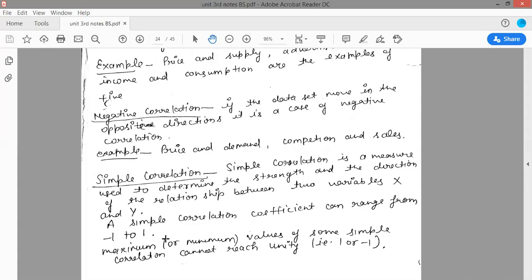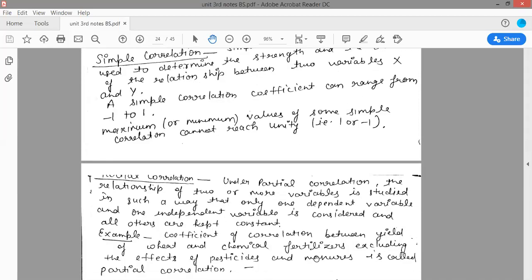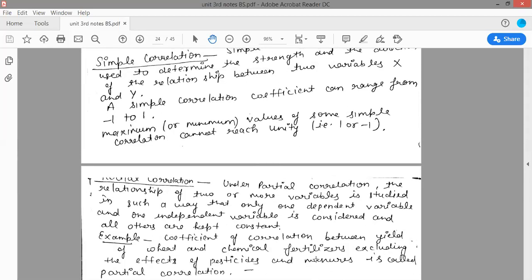So just look at here: strength and direction. 1 plus 1 indicates a perfect positive correlation. -1 indicates perfect negative correlation. And the maximum or minimum values of simple correlation cannot exceed unity, so 1 or -1. So basically, in simple correlation we can say 1 is a perfect positive correlation, -1 is a perfect negative correlation, and 0 indicates there is no relationship between the variables.